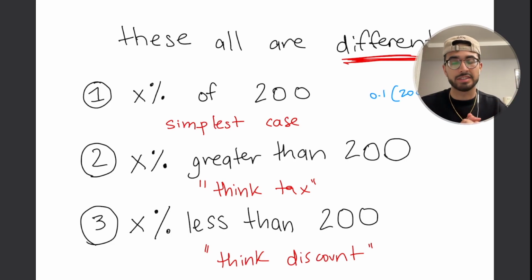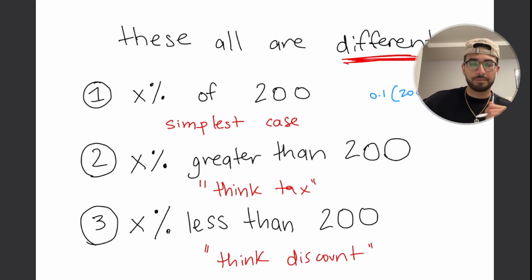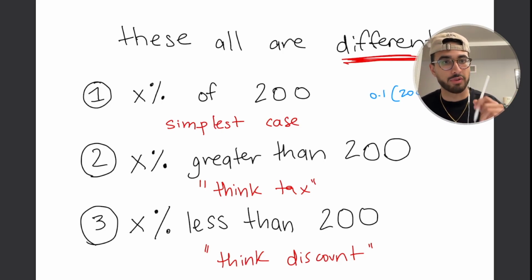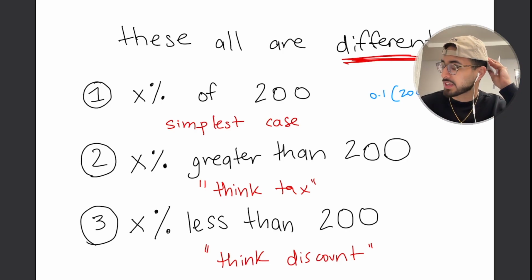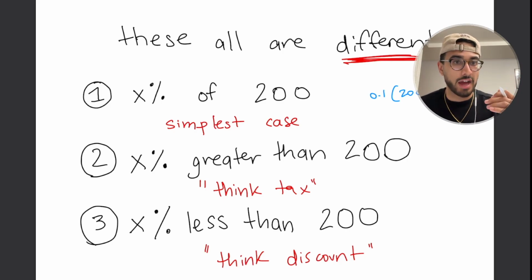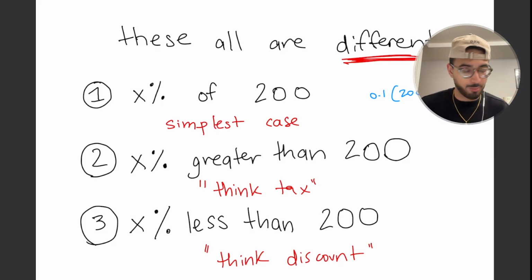The second case is when you hear things like x is greater than 200, or x percent increased over or on 200. For these, you should think tax. Think of it as if you have a subtotal that you are checking out with at CVS, for example, and you paid $100, and then there's a 10% tax. You're going to add it on top. The visualization that I really love for this one is like this.